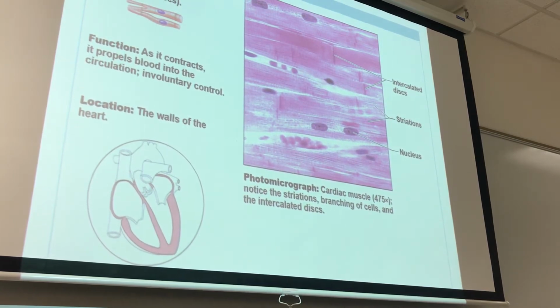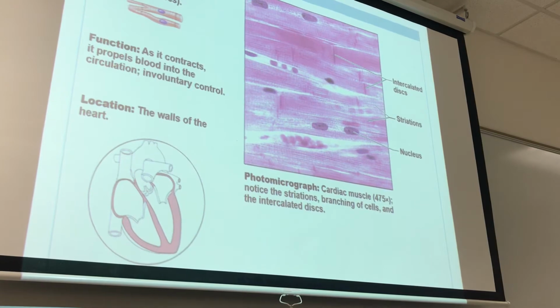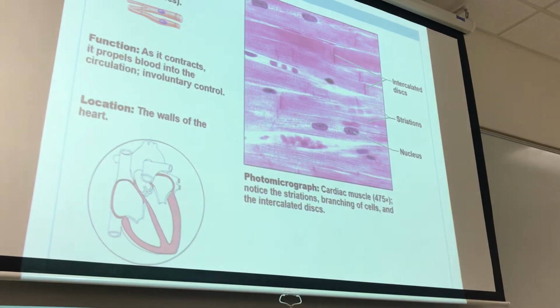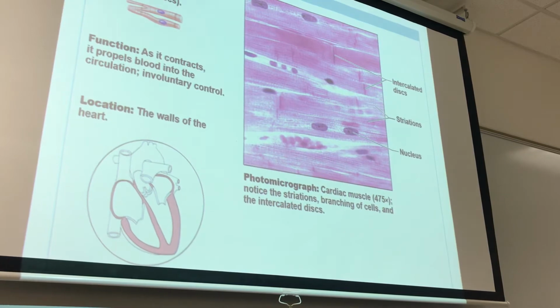I can contract parts of my skeletal muscle and have no problem. I can contract all of my skeletal muscle, no problem. I don't need to, but when we talk about the heart, all the muscles contract at the same time. The intercalated discs help that to occur.